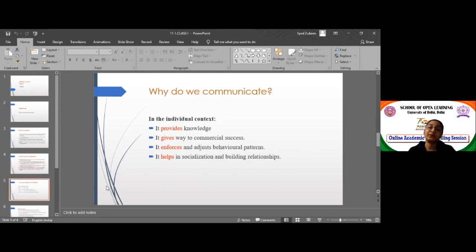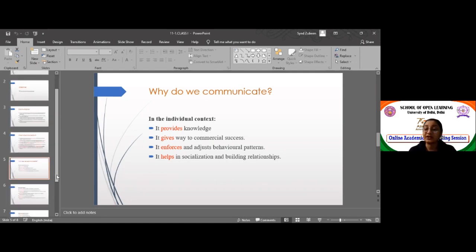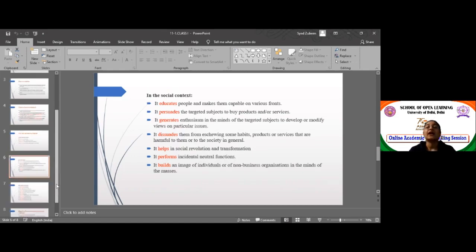Then we looked at why we need to communicate. We need to communicate in an individual context, a social context, and a professional or an organizational context. In an individual context, we use communication to gain more information about ourselves, about the people around us, to be more successful, to realize our aspirations, to enforce behavioral patterns, whether we are happy, whether we deserve respect, whether we are sad, right? And of course, it helps in forming relationships, human relationships, right?